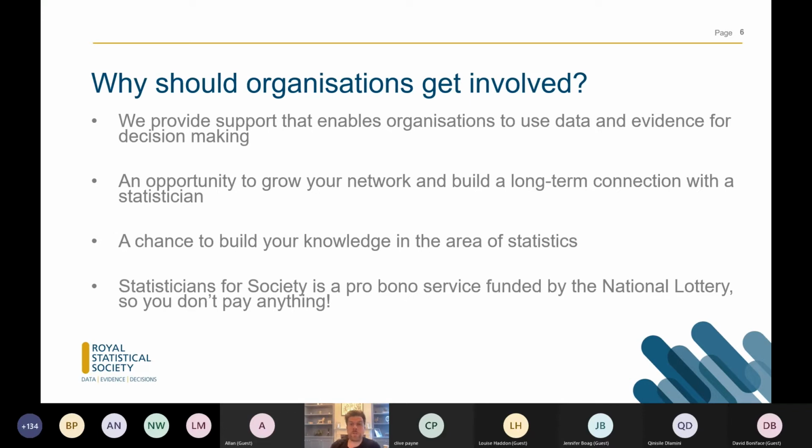Why should you get involved? Well, hopefully it's because we can offer some services to help you. We provide support that enables organizations to use data and evidence for decision making. And it's an opportunity for you to grow your network and connect with a statistician.